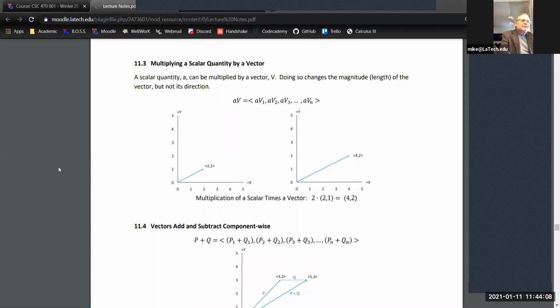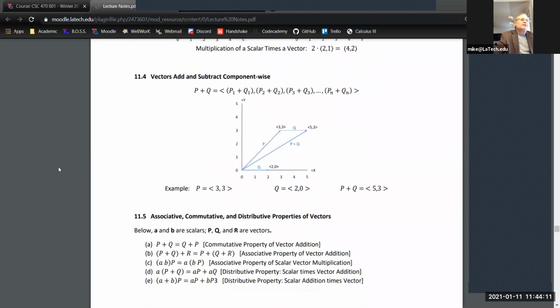Vectors add and subtract component wise. So if I've got 2 vectors, P and Q, I can add them together by adding them component wise.